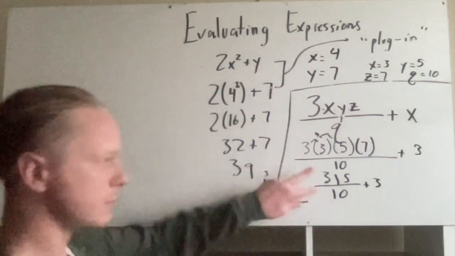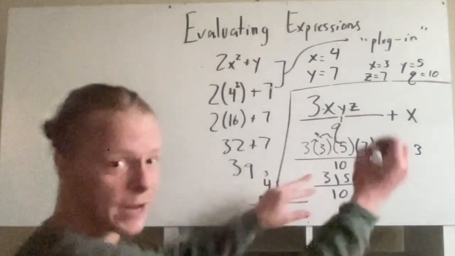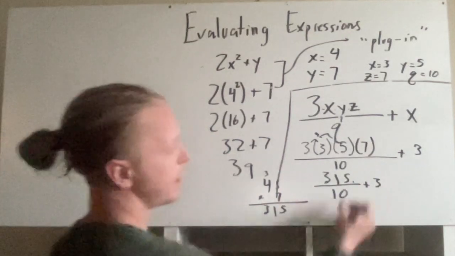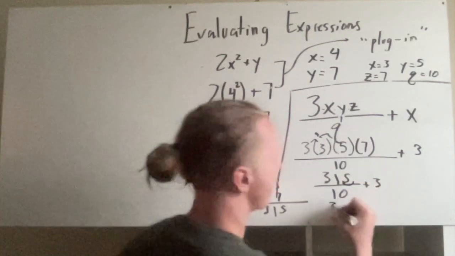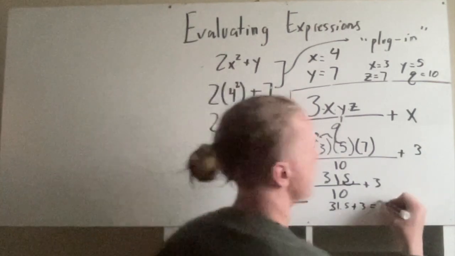Okay. Can we do this? Dividing by 10, right? What happens to a number when we divide by 10? We move the decimal one spot over. So 315, the decimal point's here. Now it's going to move one spot over. We get 31.5 plus 3, which is just equal to 34.5.